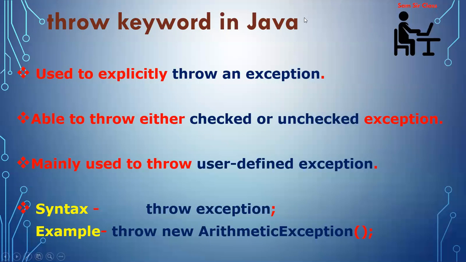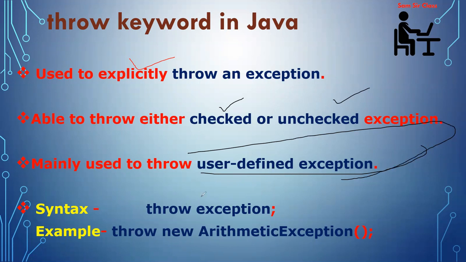Whatever we have discussed is used to explicitly throw an exception, which you have seen through the example. You are able to throw either a checked or unchecked exception, whatever you want. Clear? It is mainly used to throw a user-defined exception. The syntax is throw exception. You have to create the object of the corresponding exception class, and then you can throw.